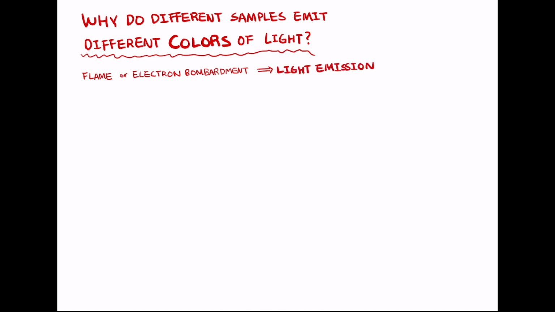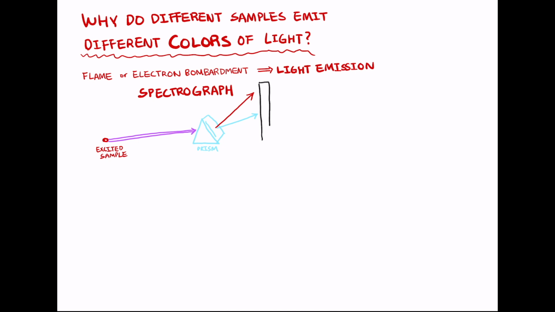We can see exactly which wavelengths of light are emitted by using a spectrograph, which divides the mixture of light into component wavelengths through a prism. A detector measures the intensity at each wavelength and produces what we call an emission spectrum. You can see that for this gas, there are two thin lines of color, indicating that it only emits wavelengths of these colors, these lights, in this region of the spectrum.